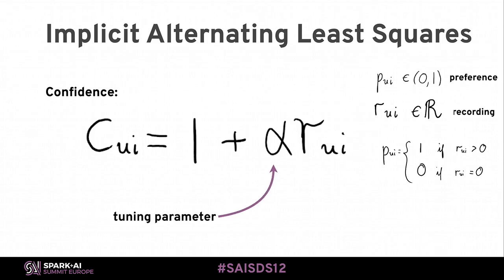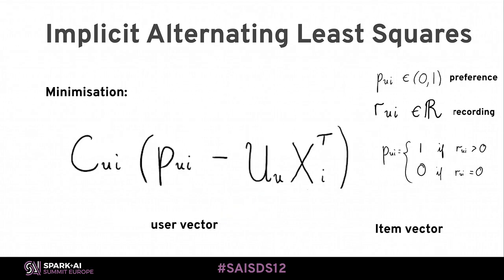Alpha is a tuning parameter, and it measures how much of a difference we weight the confidence between a recording of 0 and a recording of 1. Later, we'll look at some of the other parameters of the model and talk about alpha a bit more and see how the parameters affect the output. So when we put this model together and implement alternating least squares, the equation that we're now minimizing is this one here. So we're trying to find the user vector u and the item vector x such that this quantity is minimized.